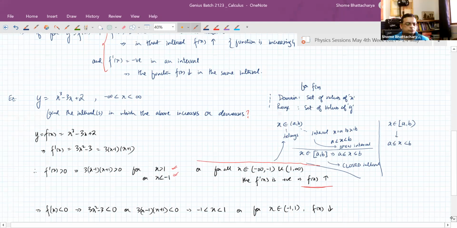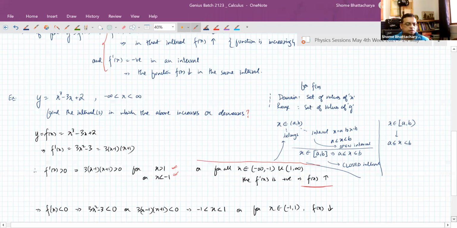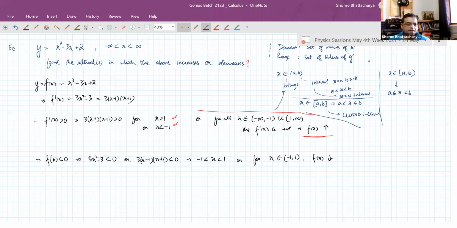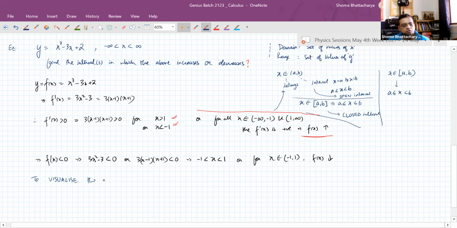Okay, now let's try to analyze this information, and from this let's try to understand the graph. Though it's not really important for us to be able to plot very accurate graphs, let's see how this information helps us in visualizing the graph of the function. So next, to visualize the graph of this function, y is equal to x cubed minus 3x plus 2.